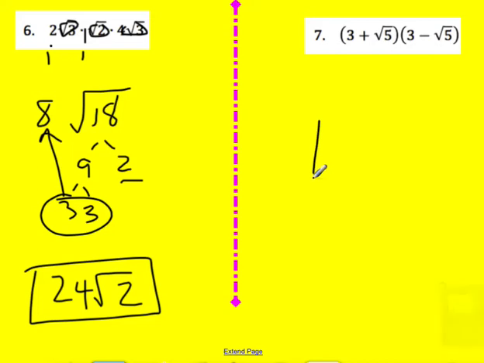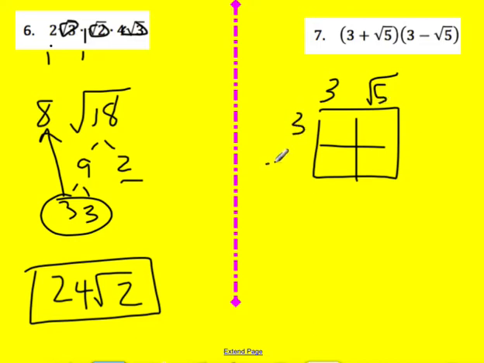Taking a look at number 7, we need to multiply this out using the box method. So I have 3 square root of 5 and 3 minus square root of 5. So then to multiply into the box, 3 times 3 is 9. 3 times square root of 5 is 3 square root of 5. Negative square root of 5 times 3 is negative 3 square root of 5. And negative square root of 5 times negative square root of 5 is negative 5. Okay?